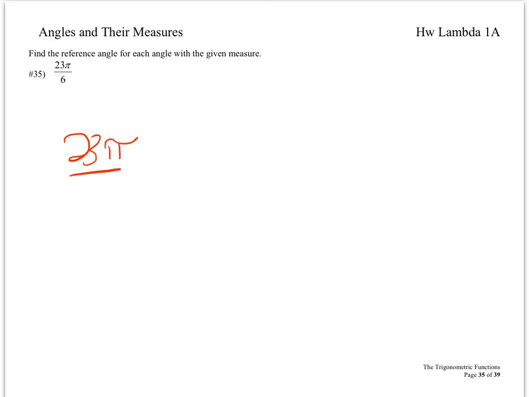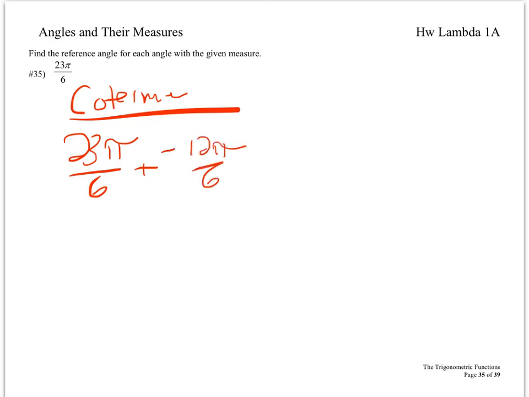23 pi over 6. It might be easier if you find a coterminal angle. If you choose to do that, you could add complete revolutions to this, or subtract in this case. Subtract 12 pi over 6, that's the same as 2 pi. Gives me 9 pi over 6. Figure out where that falls in the coordinate plane. Actually, it gives me 11 pi over 6.